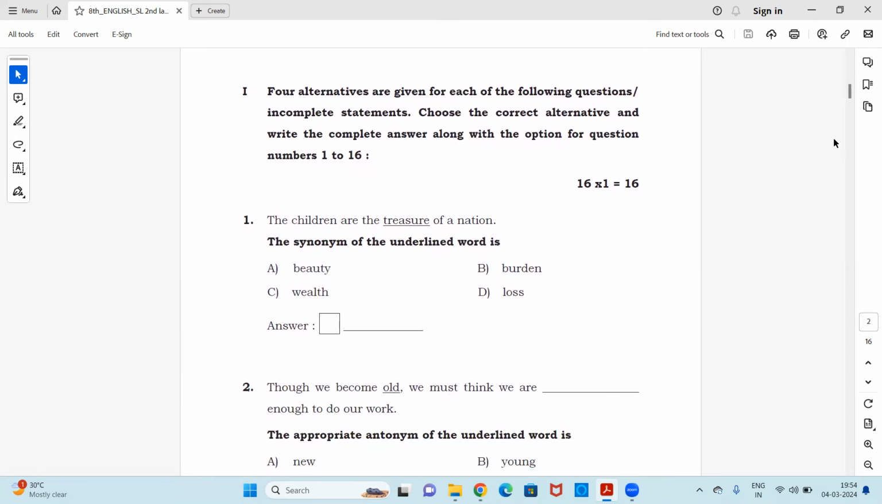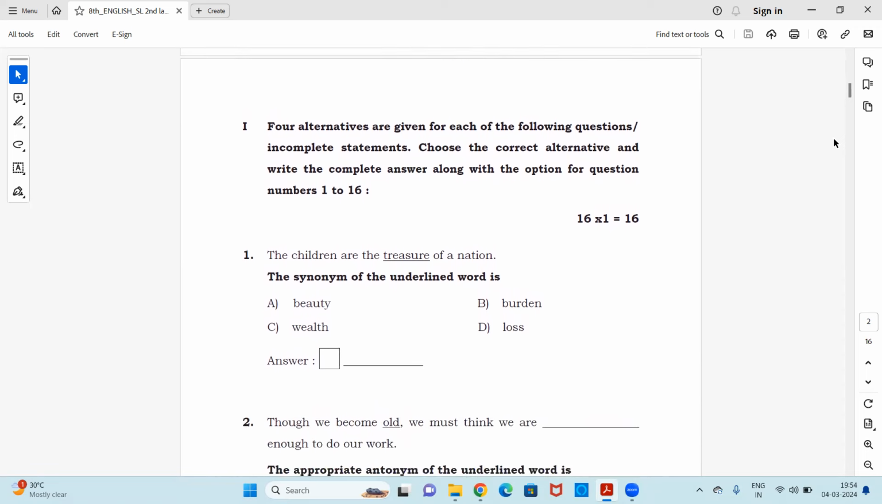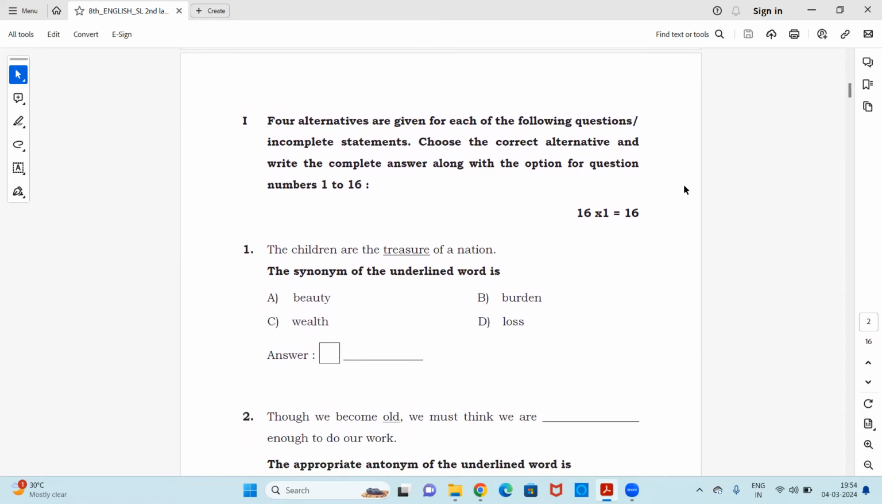But the main motive here is to give you an idea of how the questions are going to be asked in your board examination for all the class 8 students. So this is for English of second language. Let's get started. Here you see that you have the questions given, the headings given. So let's start with the first one.